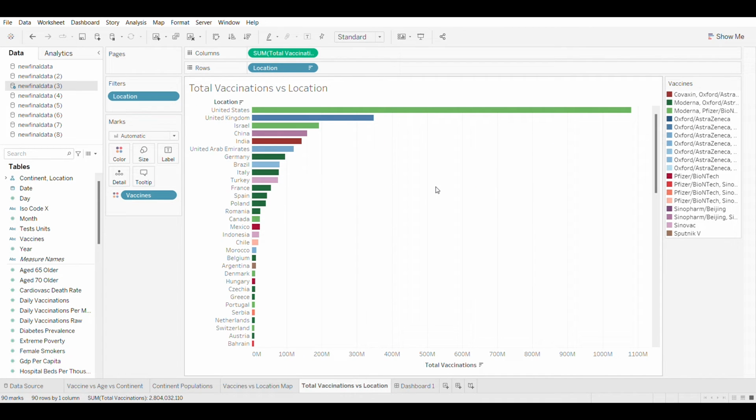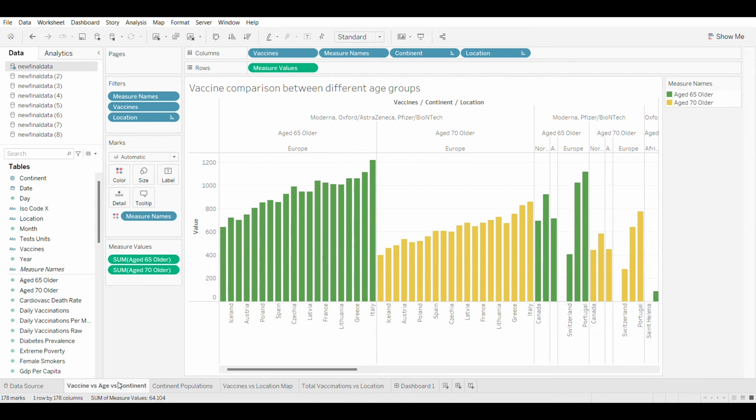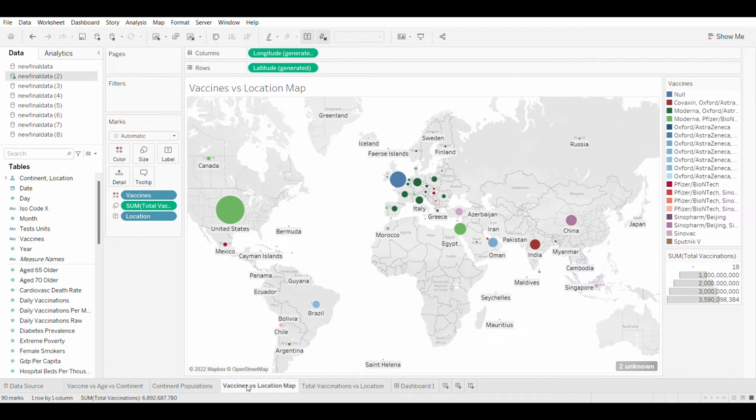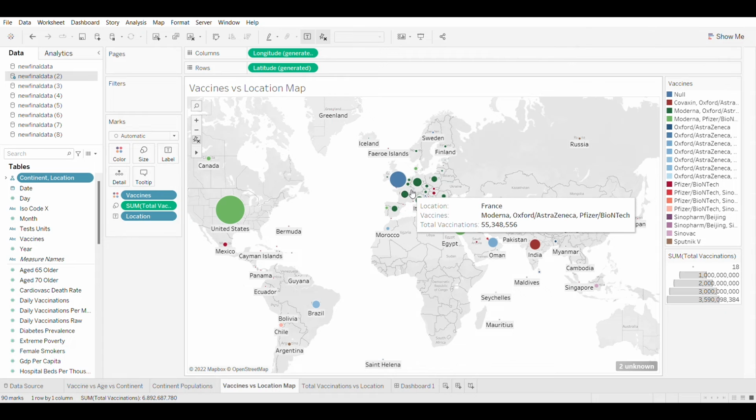Based on the data we have, I have done these 4 comparisons: vaccines between different age groups, total population versus total deaths, vaccines versus location map, and total vaccinations versus location. And how did I get the location map? I changed the attributes continent and location to a geographical role while I was importing the data. By default, it would be taken as a string. Then we need to change it to a geographical role so that we get this map. That's it from my side. Thank you.